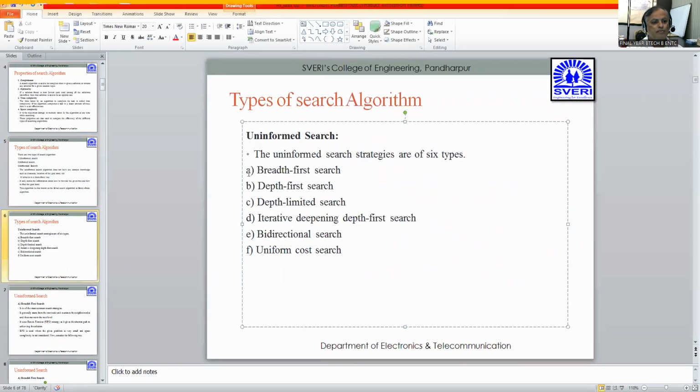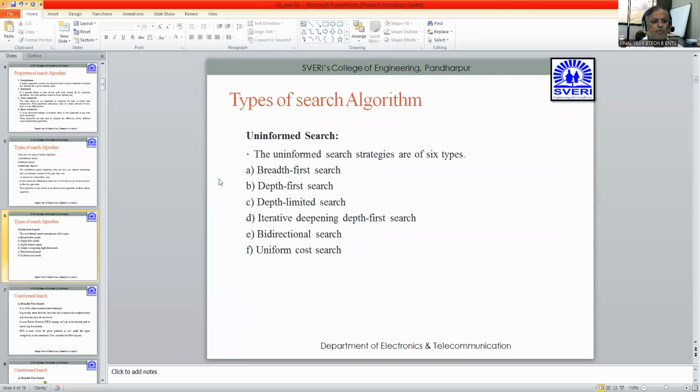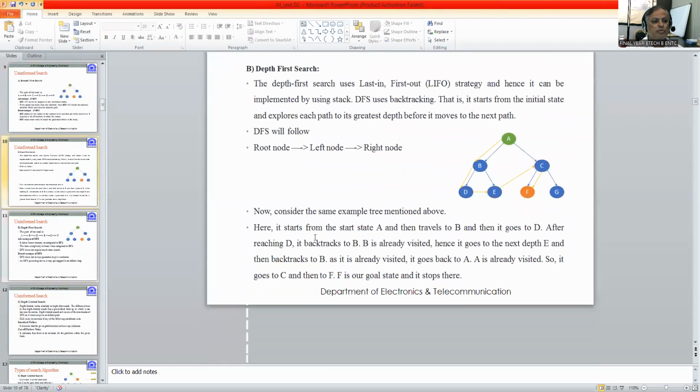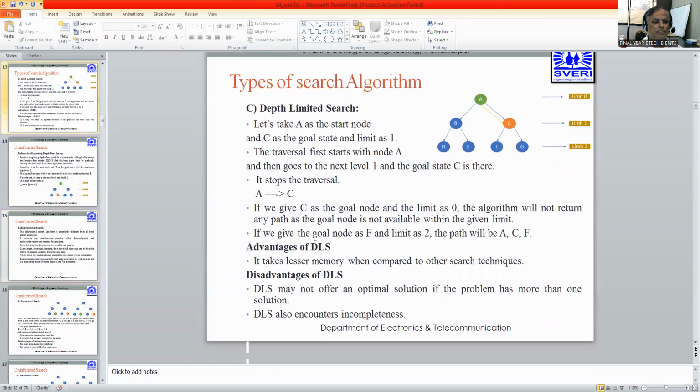So there we have seen all five, I mean six. These are the six strategies: breadth first, depth limited, iterative, bidirectional, and uniform cost. So we have finished this uninformed search. Now we'll move on to the informed search.